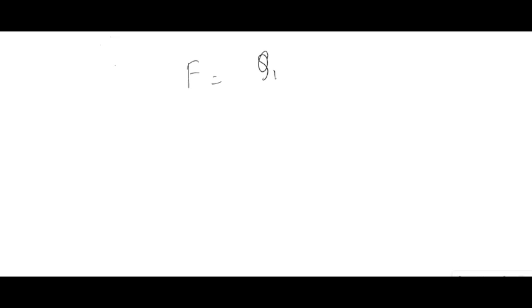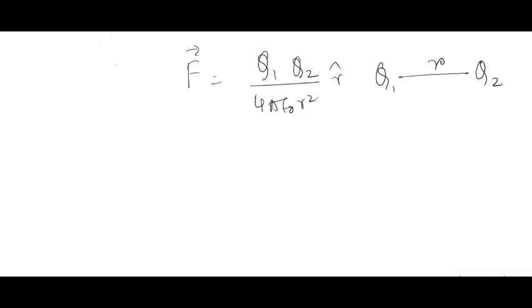Q1 multiplied by Q2 divided by 4 pi epsilon 0 r square, where Q1 and Q2 are two point charges, and Q2 charge is situated at a distance r from Q1, and the force may be attracting and force may be repelling depending upon the polarity of the charges, and this is a vector quantity certainly.